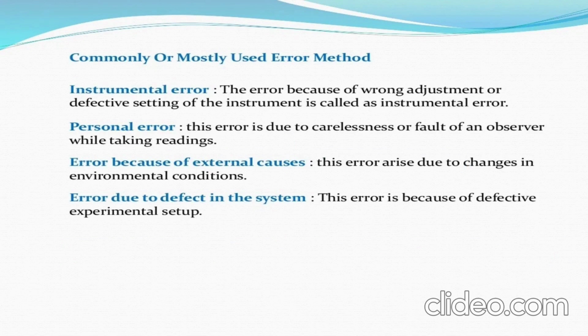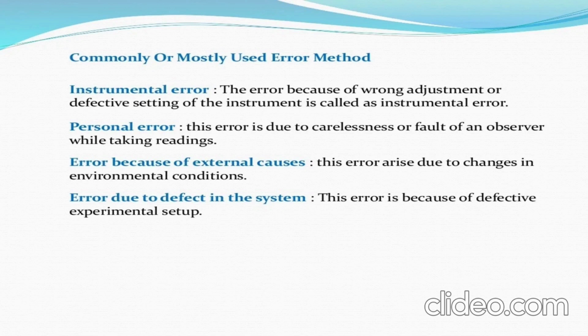Instrumental error. The error because of wrong adjustment or defective settings of the instrument is called instrumental error. Personal error. This error is due to carelessness or fault of an observer while taking the readings.